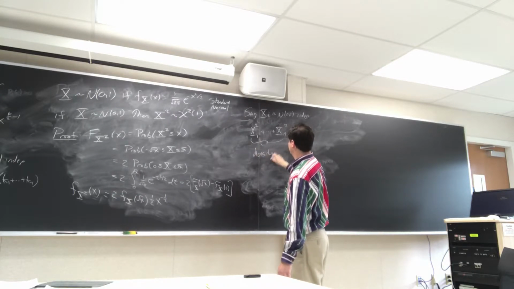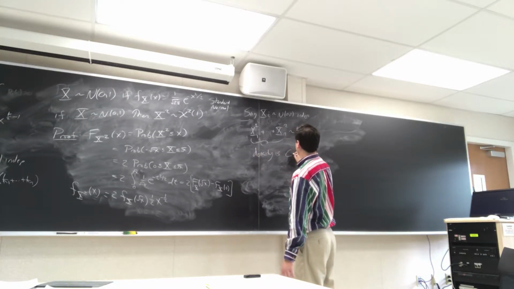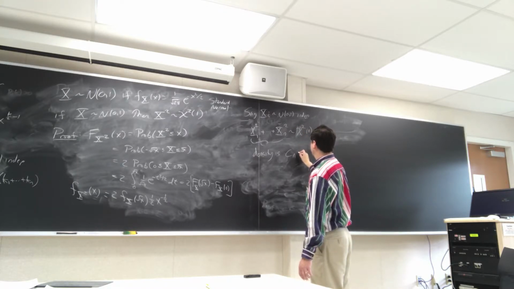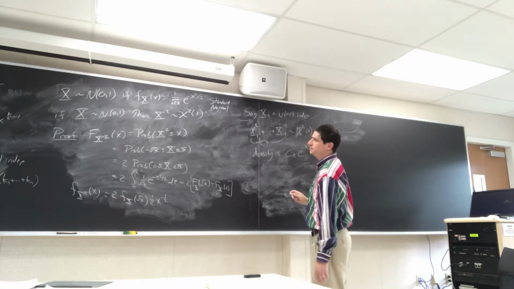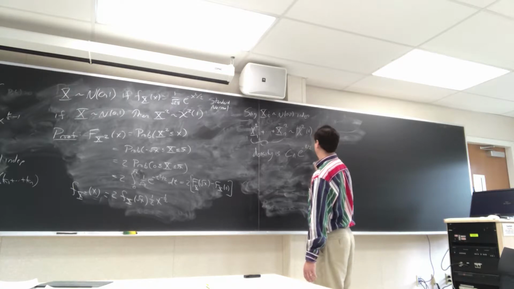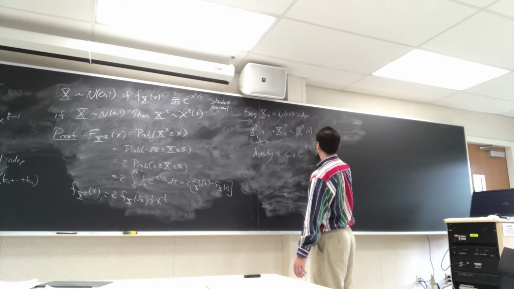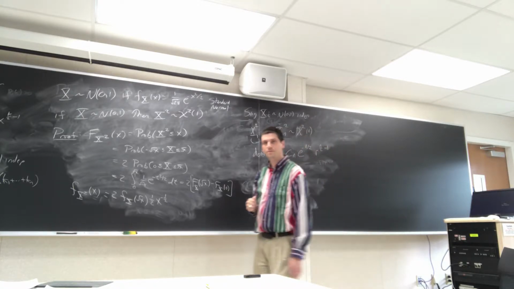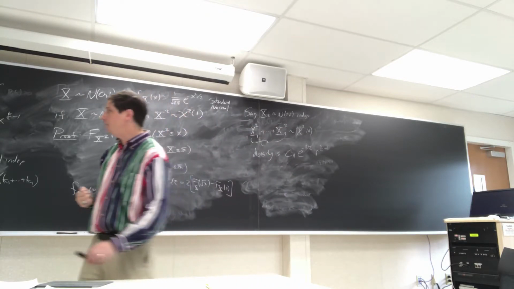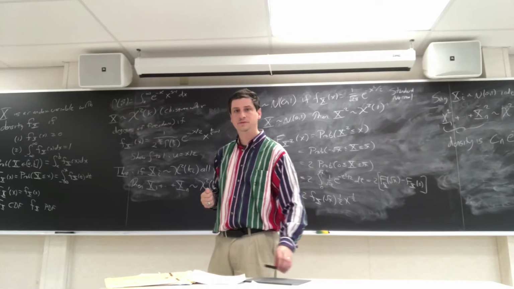So the density is going to be Cn e to the negative x halves, although you'll see later why I want to use the letter r, halves, r to the n over 2 minus 1. So that's its density. Okay? I'm going to calculate the density another way now.